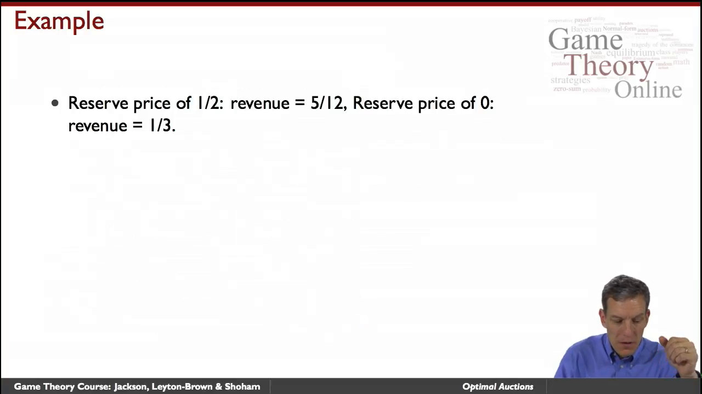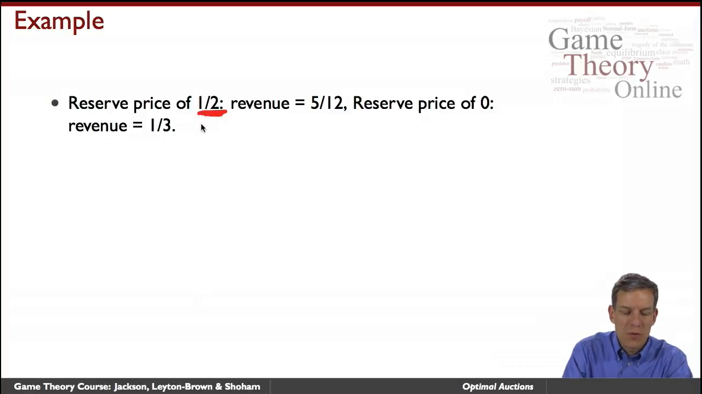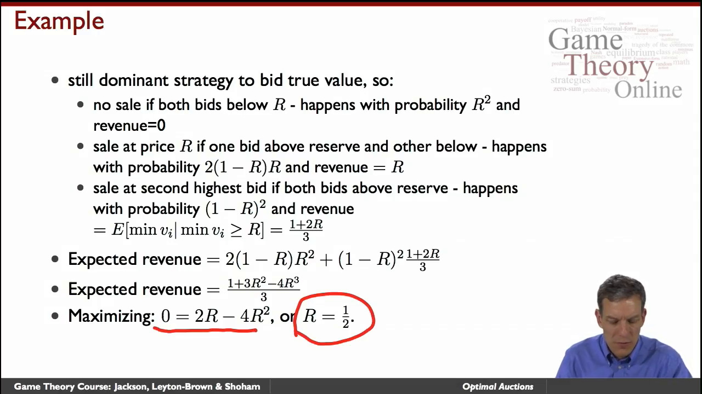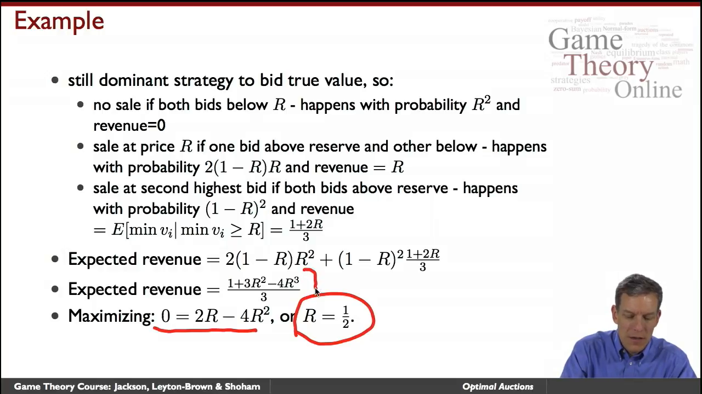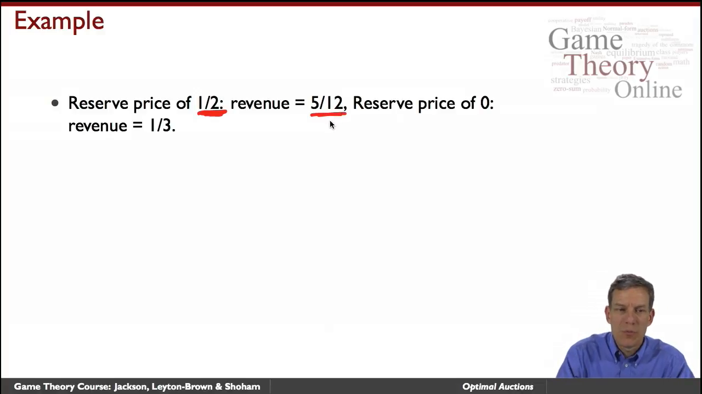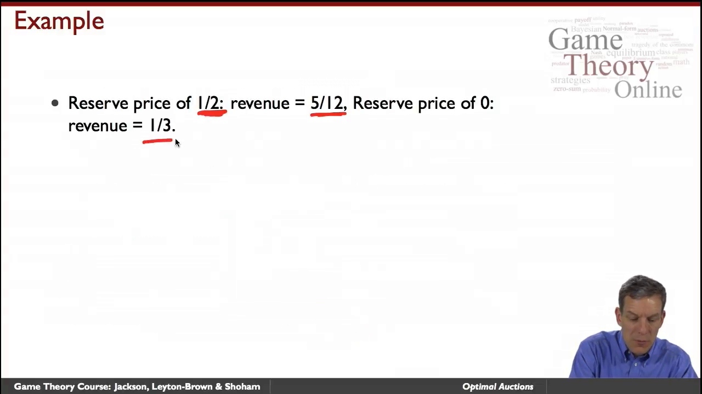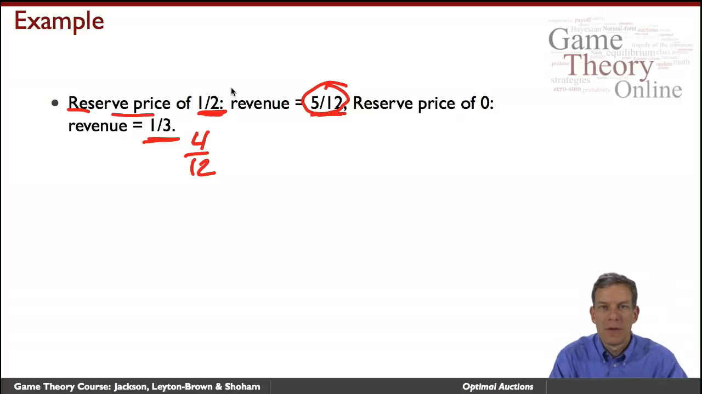Okay. You can do calculations. Let's do our calculation. When we set the reserve price of 1/2, what do we earn in terms of revenue? Well, you can stick your 1/2 in here, do the calculation. You end up with 5/12. If you set a reserve price of 0, then the expected revenue, you get zeros for the R's, you get 1/3 here. So you end up with a lower revenue, this is just 4/12, right? So we end up with a higher expected revenue when we set the reserve price at 1/2. So increasing that reserve price increases the expected revenue for the seller.